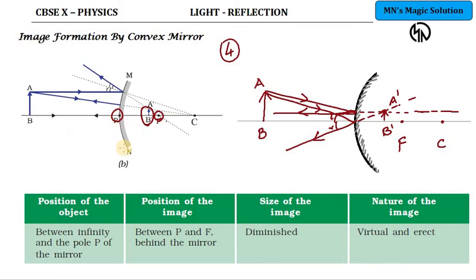In the diagram in your textbook, they have made use of two rays. One is passing through the center of curvature, and then it retraces its path. The second ray is parallel to the principal axis, and after reflection it appears to diverge from the focus. So the point where these two rays meet, you take it as the image, which is diminished.